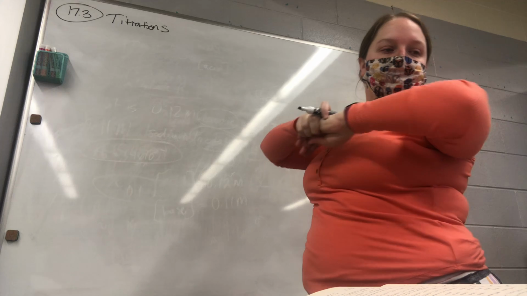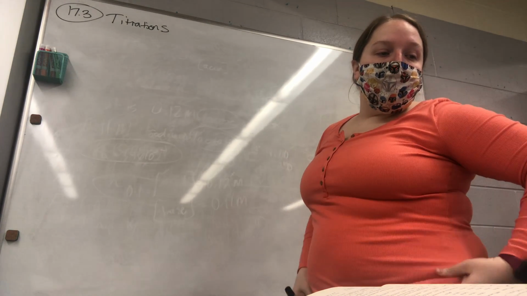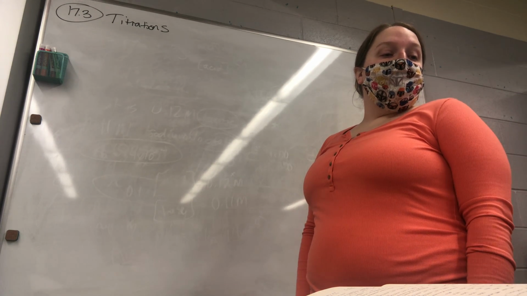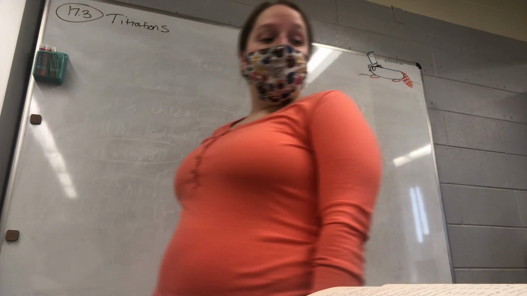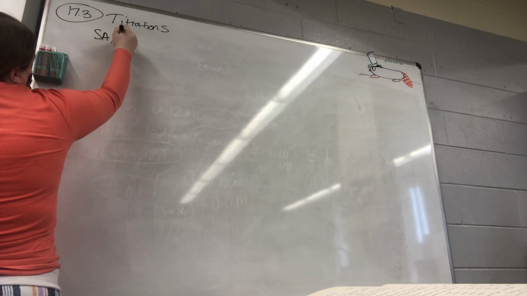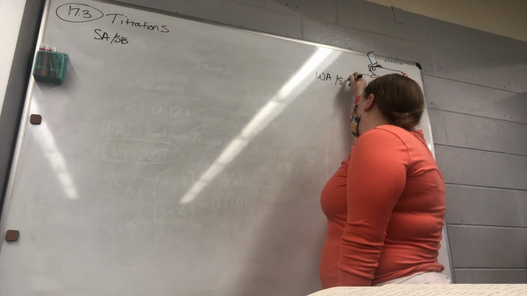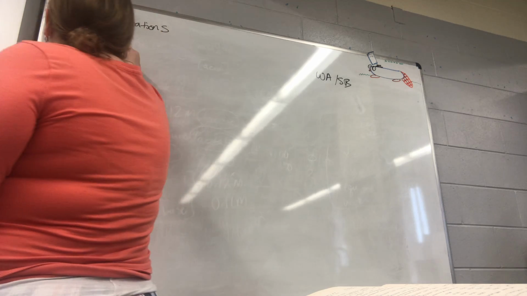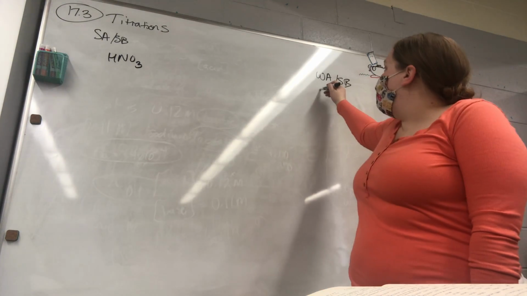All right, we have two different titrations that we're going to look at. The first is going to be a strong acid base titration. And the second is going to be a weak acid strong base titration. In this first one, we're going to use nitric acid. In the second one, we're going to use acetic acid.